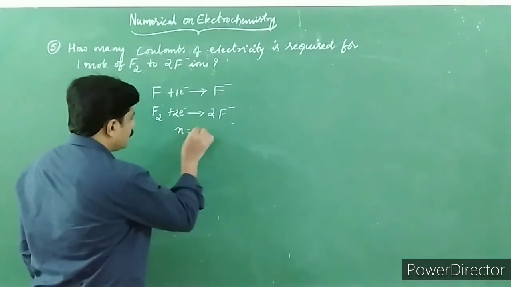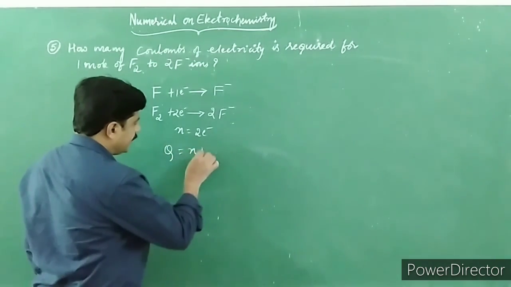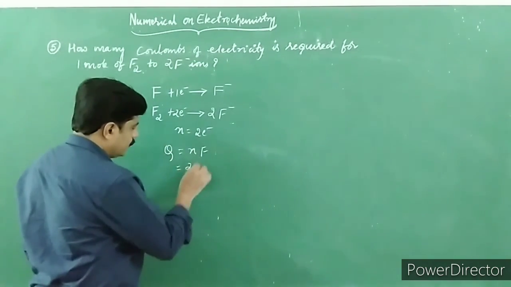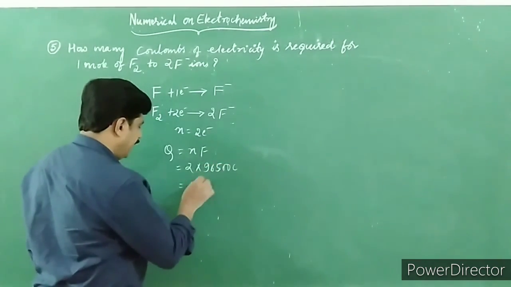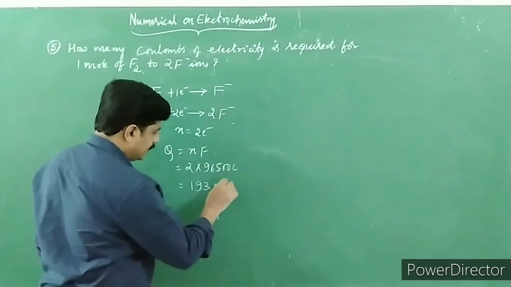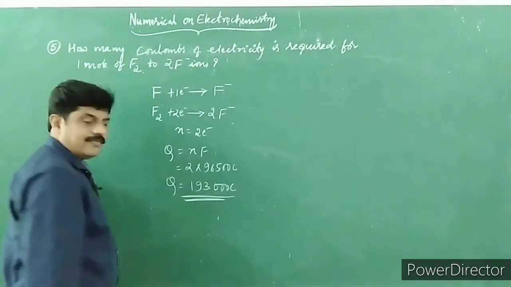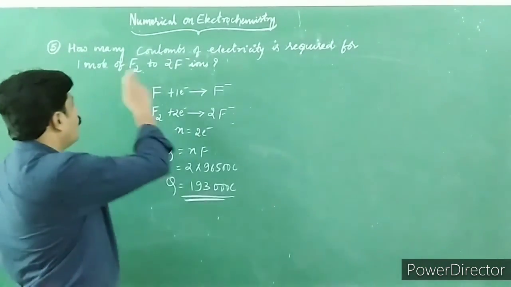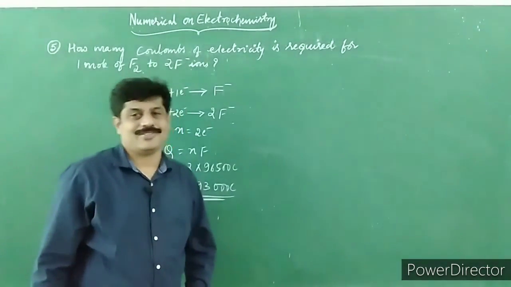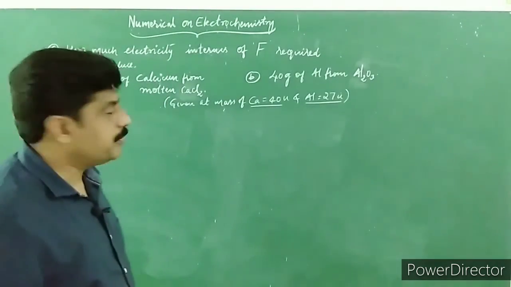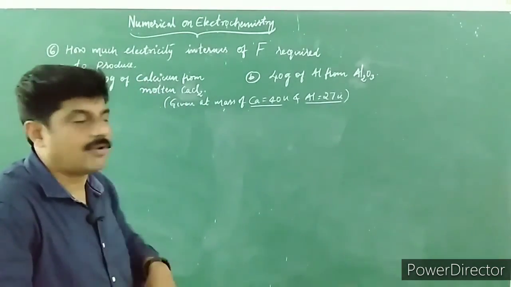Now, N is equal to 2 moles of electrons, and you know the expression Q is equal to N into F. N is what here? 2. Into 96,500 coulombs. And simplify, you are going to get 1,93,000 coulombs required for the conversion of 1 mole of fluorine to 2 fluoride ions. Children, let me take up the next numerical for you, which has been asked in the board examination. Again, it's a simple numerical, you can easily solve.